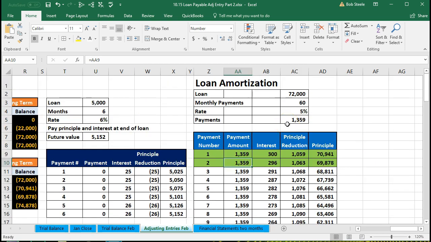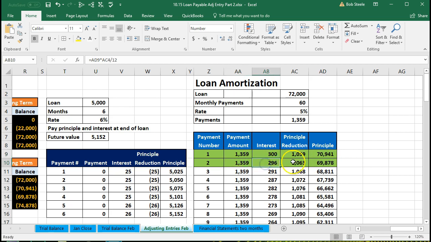Now let's take a look at the amortization table. In the amortization table, we started with this $72,000. We made this first payment, which was for this amount. The interest was $300, and that means the principal reduction was this minus the $300, bringing the balance down from $72,000 to $70,941. Then we made this payment.